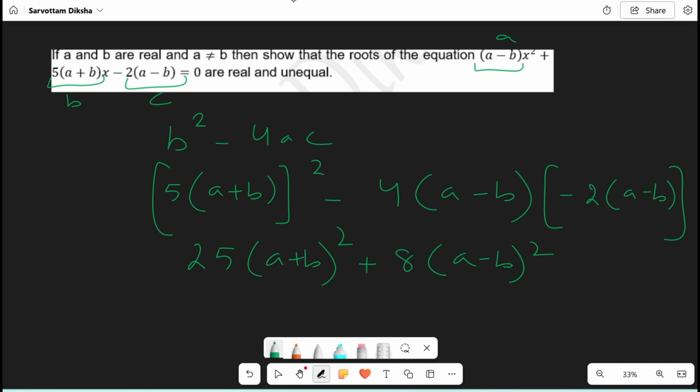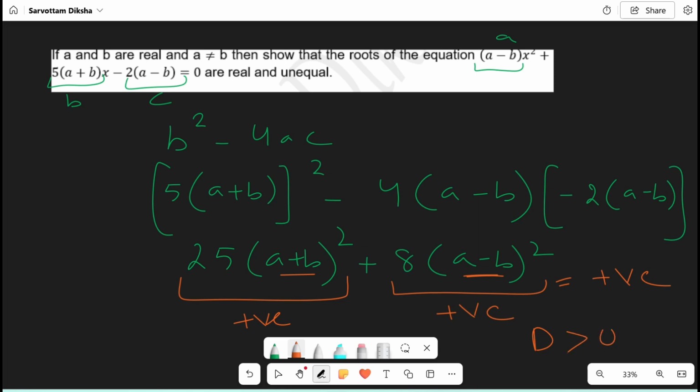So do you think I should further solve it? Most common mistake students will make: they will open the brackets and apply the a plus b whole square formula and the a minus b whole square formula. No, I need not. Here this term is a square. So for the square of any term, whether a plus b is positive or negative doesn't matter, this term will always be positive. Same way a minus b, whether it is positive or negative, this term is also positive. And the sum of two positive numbers is always positive. So it means my D is greater than 0 over here.